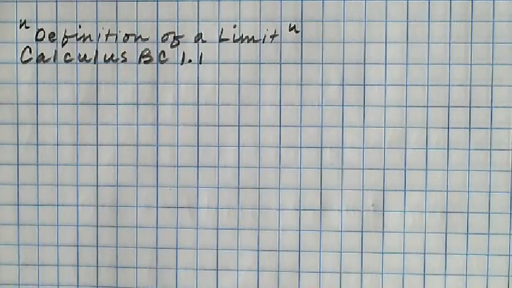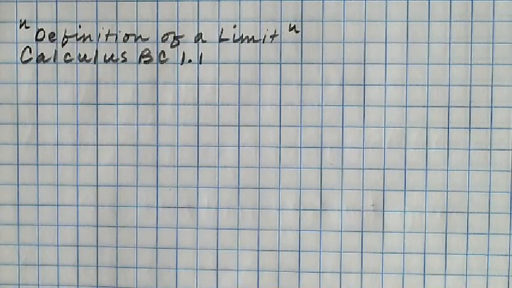Alright, in this video I'm going to be talking about the definition of a limit and some examples of graphs. Really, we're going to be looking at this graphically. We're going to be looking at graphs of functions where limits exist and where they don't exist.